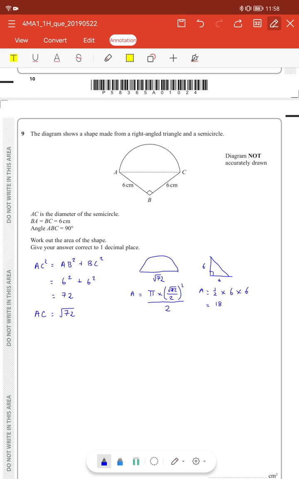18. And then we can add those two values together. So we can do pi times root 72 over 2 squared divided by 2 plus 18, which would give us 46.3 to 1 decimal place.